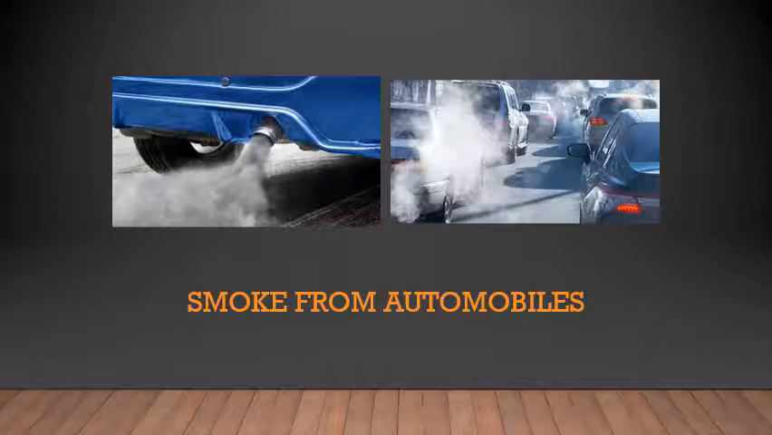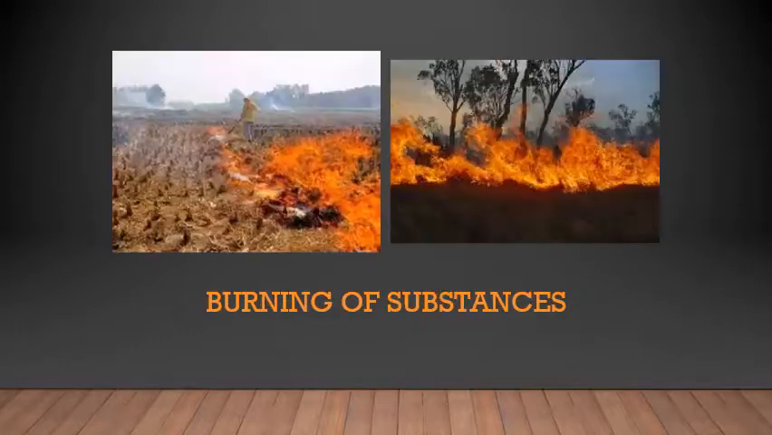Once this smoke goes into the air, and when it rains, the rain water gets mixed with these smokes, like sulfur dioxide, sulfur monoxide, all of which are present in the smoke, and becomes acid rain. That means that water itself becomes very harmful. Then burning of substances. Anything that you burn requires air. If you burn anything in the presence of air, there will be a lot of smoke that comes out.